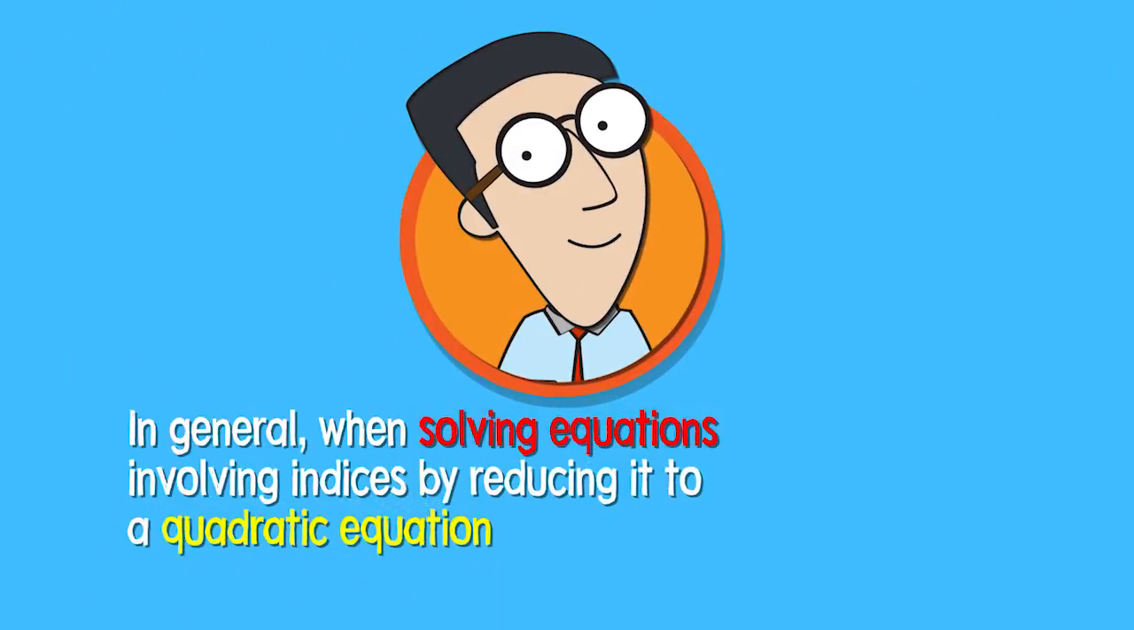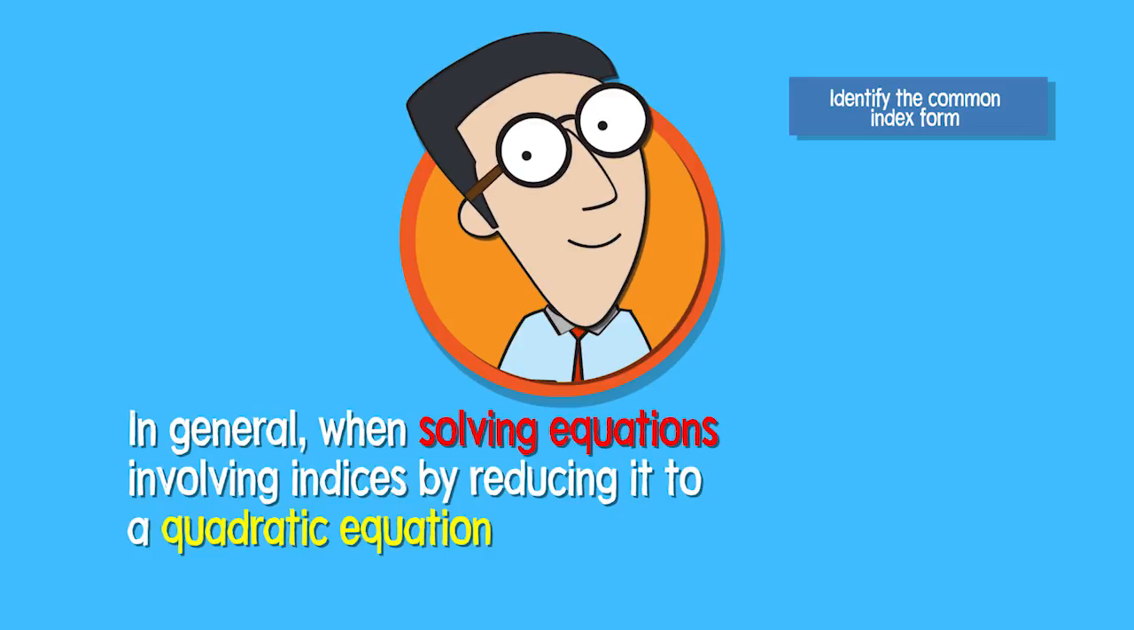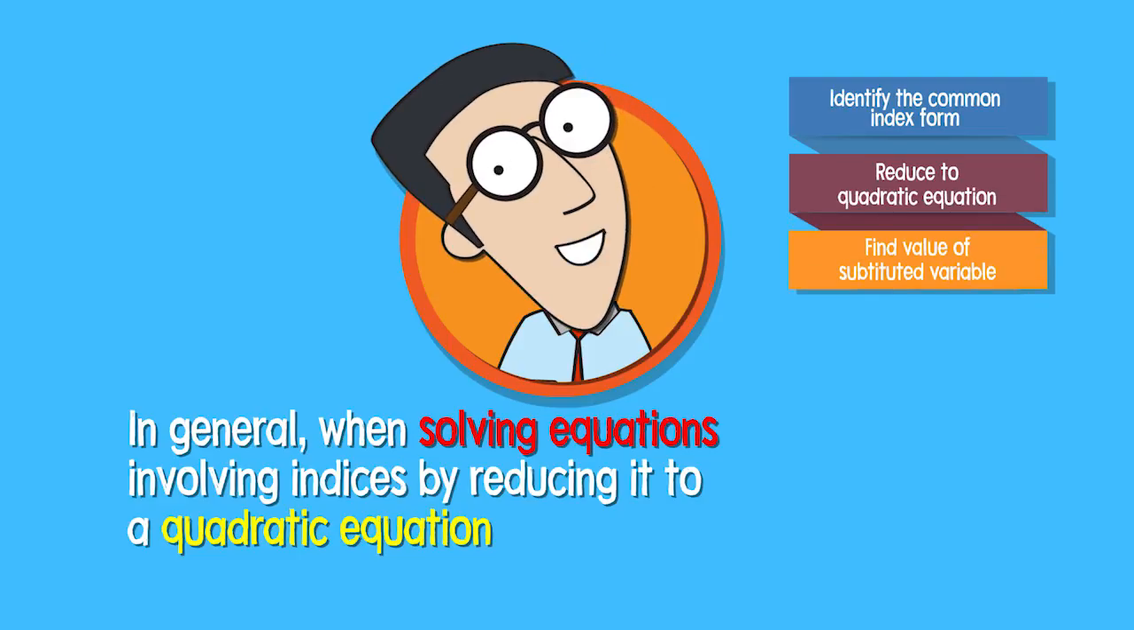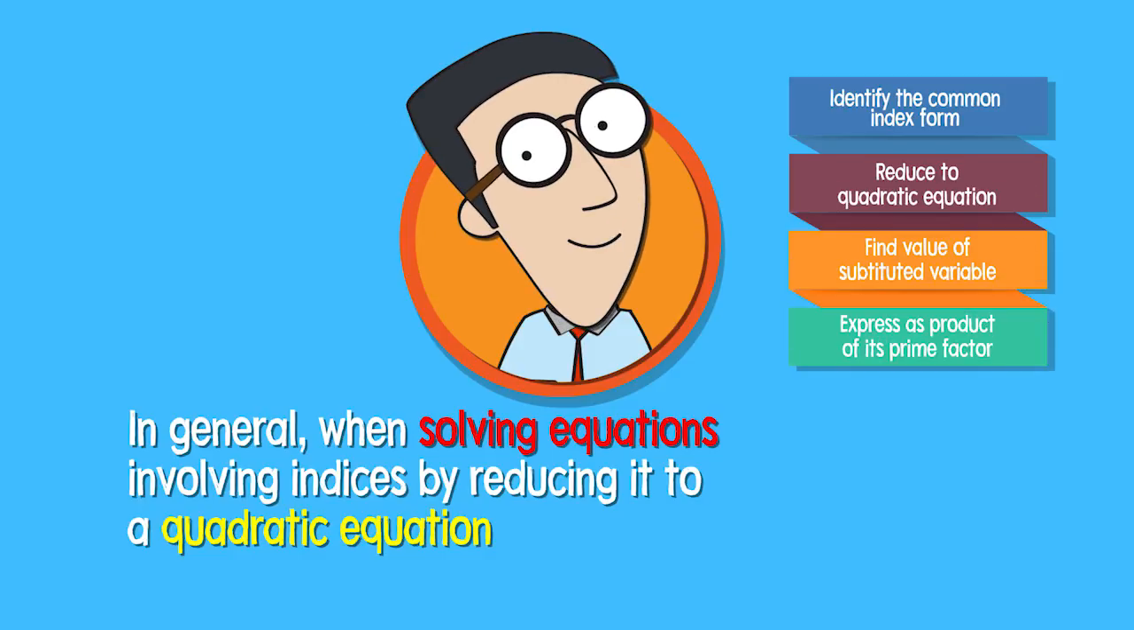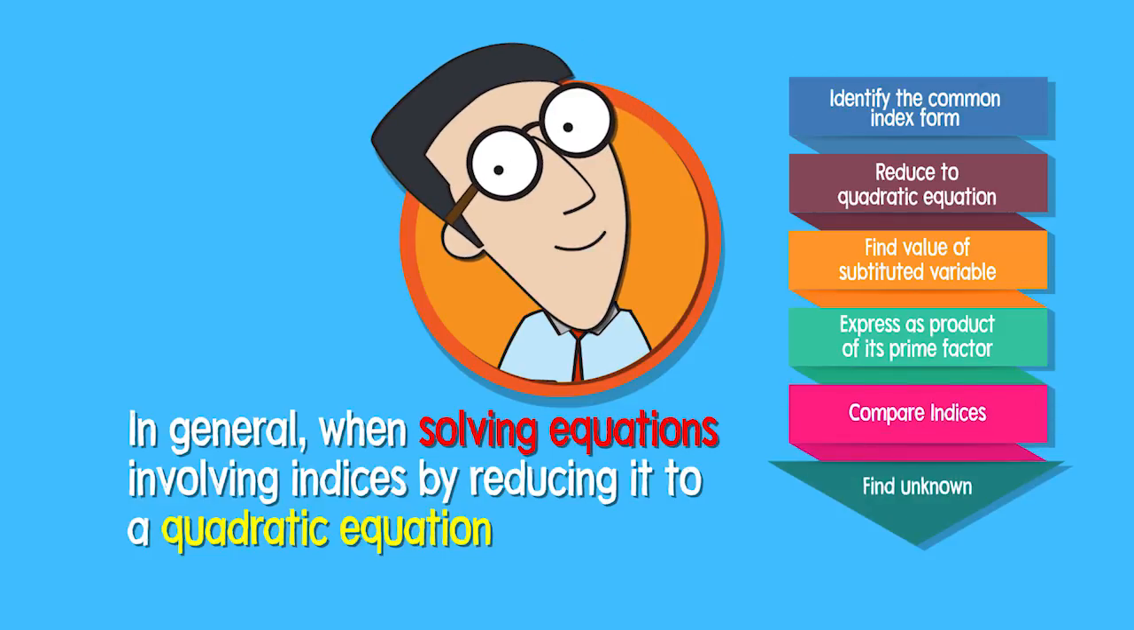In general, when solving equations involving indices by reducing it to a quadratic equation, first, we identify the common index form, then we reduce it to a quadratic equation by substitution and solve for the substitute variable before replacing it back with the common index form. Next, we express the bases as a product of prime factors and compare the indices to find the unknown.